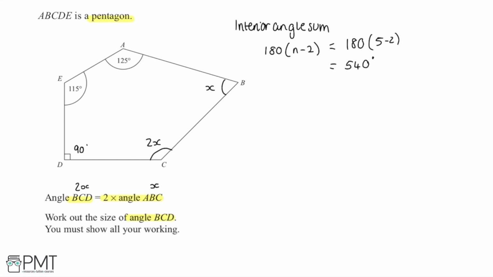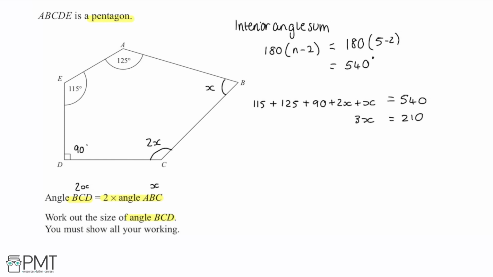So if I sum together all of the interior angles, so 115 plus 125 plus 90 plus 2x plus x, that's going to give me an answer of 540. Now if I add together my x terms on this side and then subtract all of my numerical values from the left hand side and the right hand side, we end up with 540 minus 115 minus 125 minus 90, and that gives us an answer of 210.